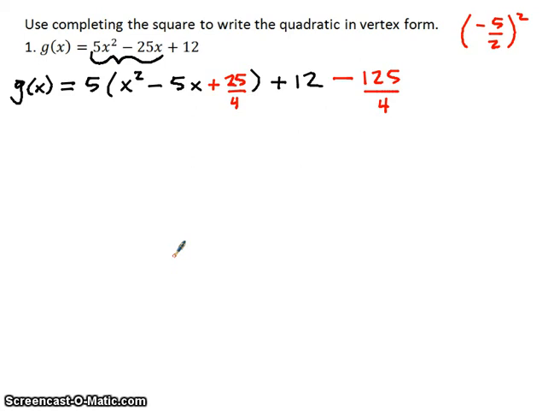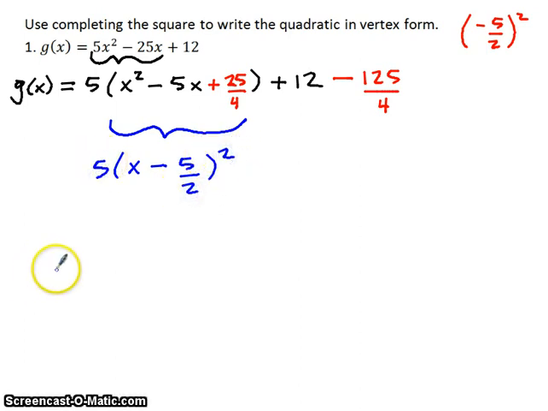So from here we have a perfect square trinomial, and that's going to give us x minus 5 over 2 to the power 2.